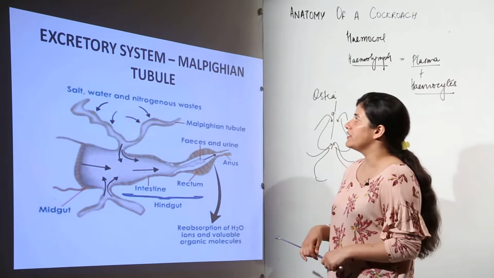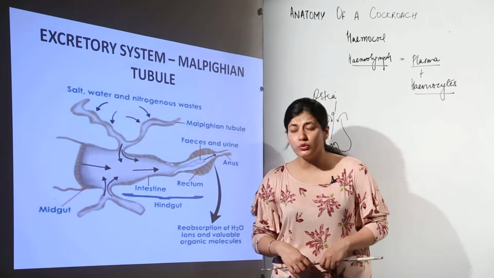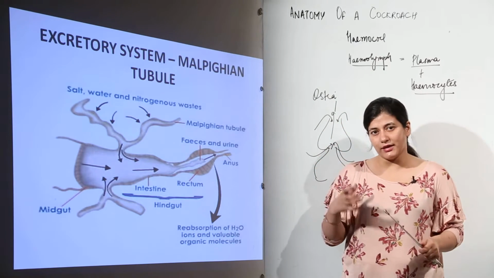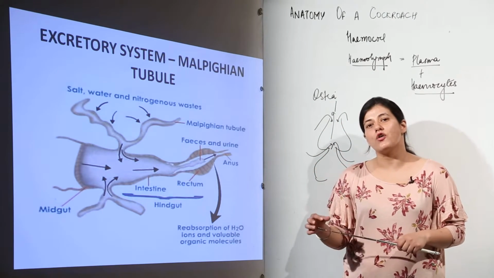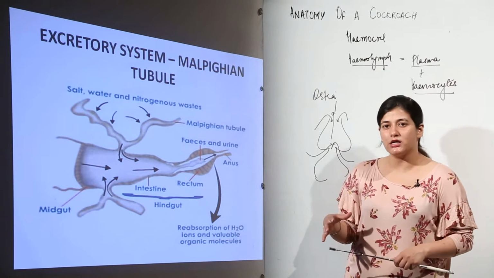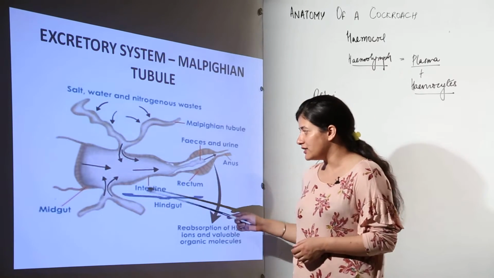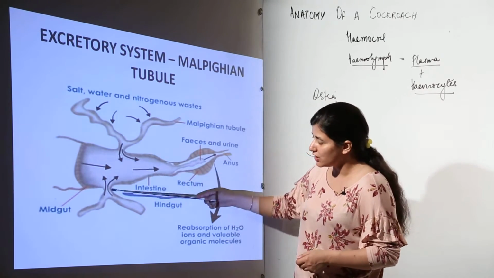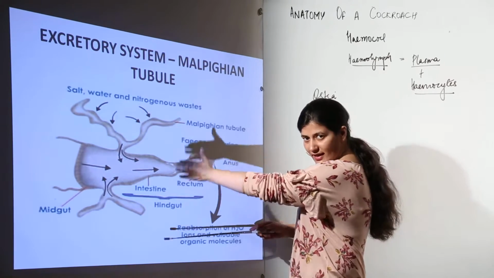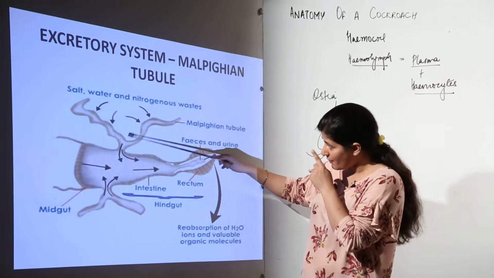Next what we have is the excretory system, that is of Malpighian tubules. Now in the case of Malpighian tubules, what we had seen is that they were present at the junction of midgut and hindgut. What we are going to learn over here is how the excretion takes place. See, this is the midgut, this is the intestine, this is the junction. We are showing the midgut towards that side, and this part shows the hindgut. Over here this part is the Malpighian tubule.